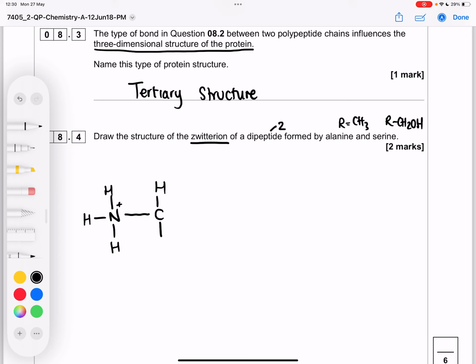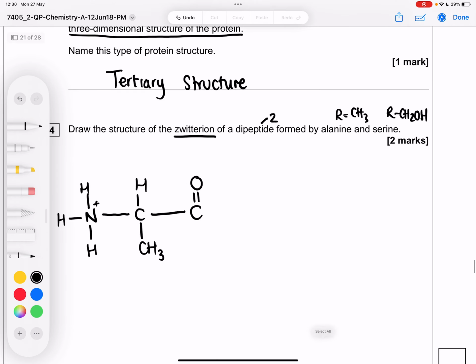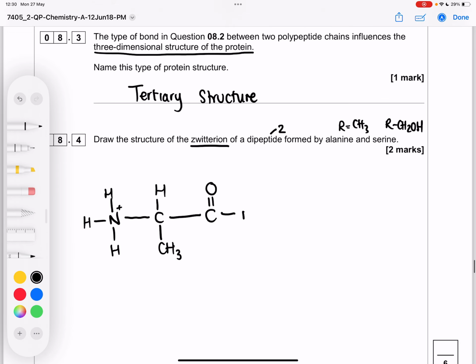Now we can do it either way around and both will be marked right. I'm going to put alanine first because it came first in the list. Then it's a carboxylic acid, amino acid from left to right. And then it's a dipeptide, so it's going to join to the next amino group. Then we're going to have the next middle C with its R group. So we've already used alanine, so I'm going to use serine now. And then it's a zwitterion, so the last carboxylic acid is going to become the carboxylate salt.